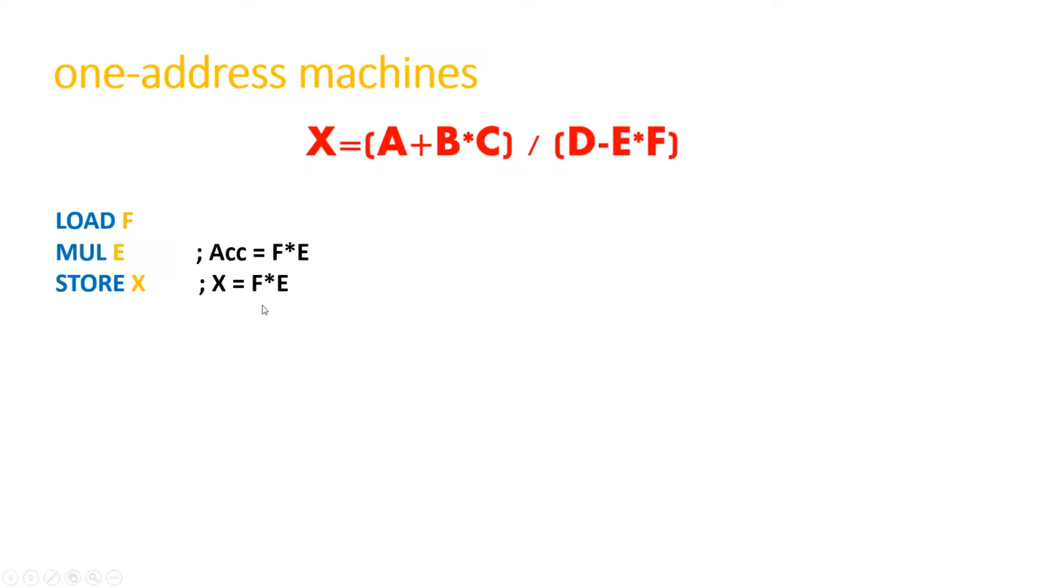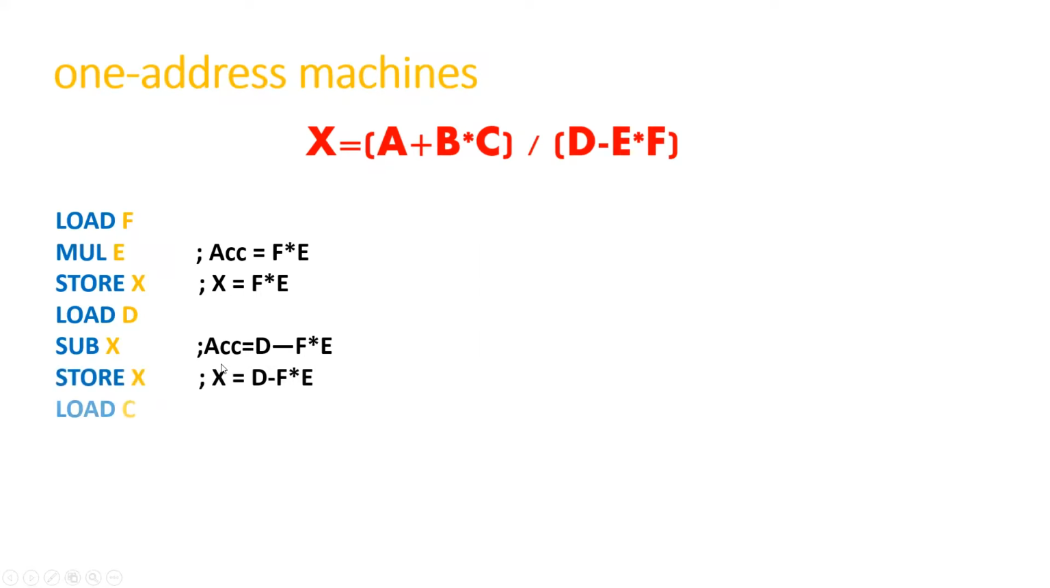Now we want to load D. After we loaded D, we want to subtract X out of D. So the new accumulator value will be D minus X, which is D minus F multiplied by E, and we want to save the whole thing inside the accumulator. And then we use store X to store the value of the accumulator inside the X again.